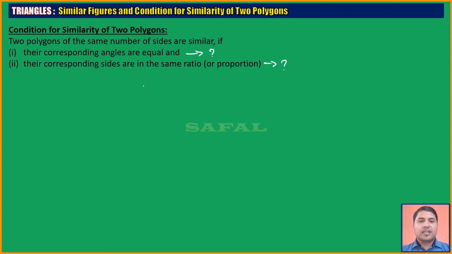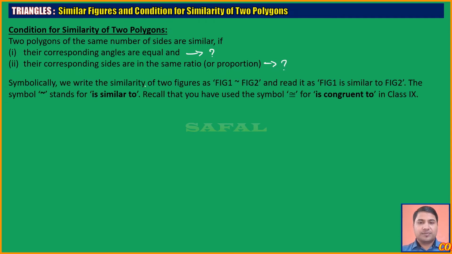Now if two figures are similar, we use this symbol, figure 1 similar figure 2, and we read it as figure 1 is similar to figure 2. This symbol stands for "is similar to". Already you have studied in class 9th that this other symbol is used for "is congruent to". So if two figures are similar, we put this symbol between the names of the two similar figures, and read it as figure 1 similar to figure 2, or whatever names we have given.